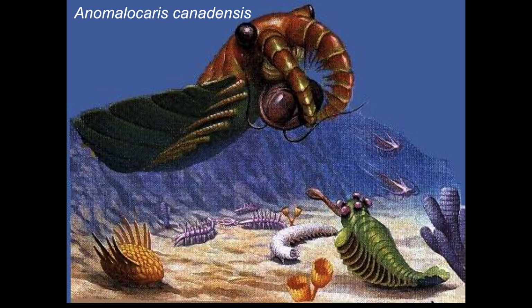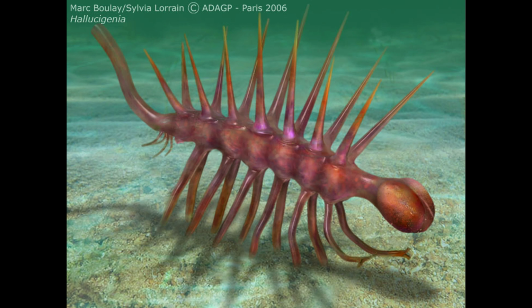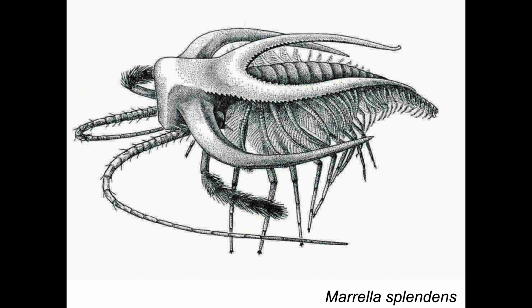This is another one that strikes terror in the hearts of people, unless you saw how big they really are, which is pretty small. However, they were likely the terror of the seas 560 million years ago. Again, strange body forms we don't see any longer. They didn't make it through the extinction events. This is Hallucigenia and Marrella splendens.